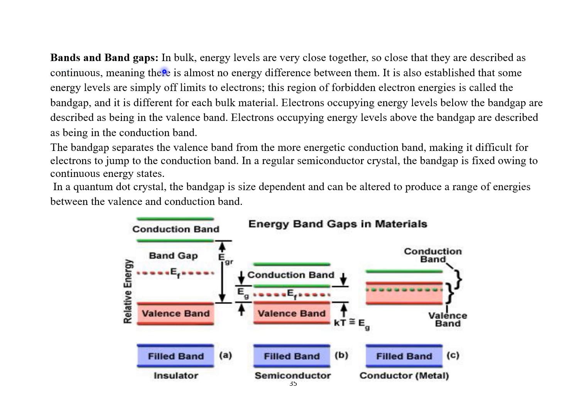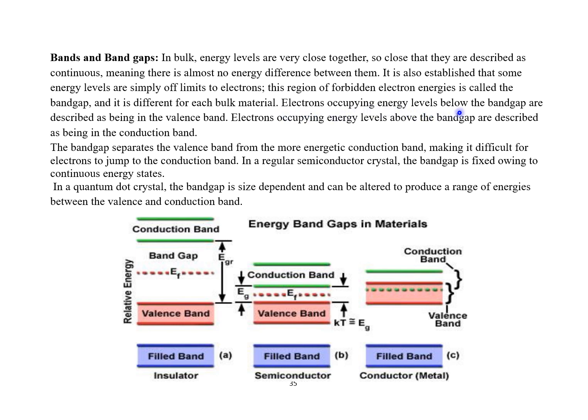الآن رح نتكلم عن bands and band gaps. هذه الباندز، هذه for example conduction bands, هاي valence bands, هاي المسافة بيناتهم distance between them اللي هي band gap. In bulk, energy levels are very close together, so close that they are described as continuous, meaning there is almost no energy difference between them. It is also established that some energy levels are simply off limits to electrons. This region of forbidden electron energies is called the band gap, and it is different for each bulk material.